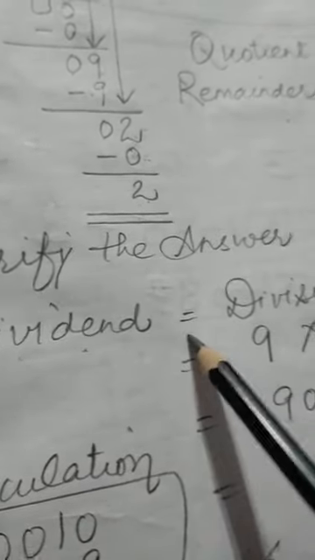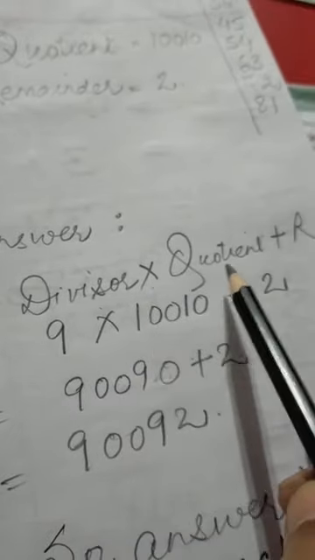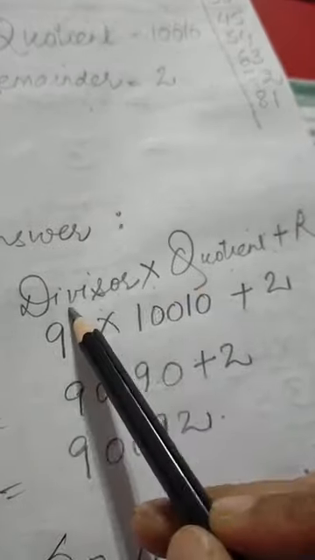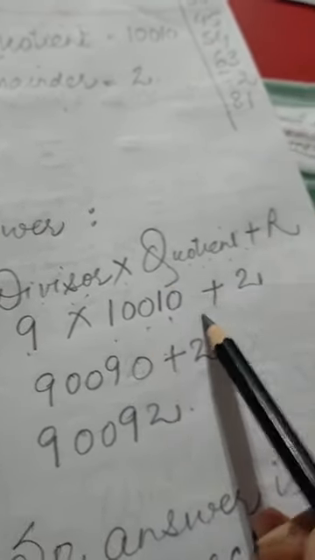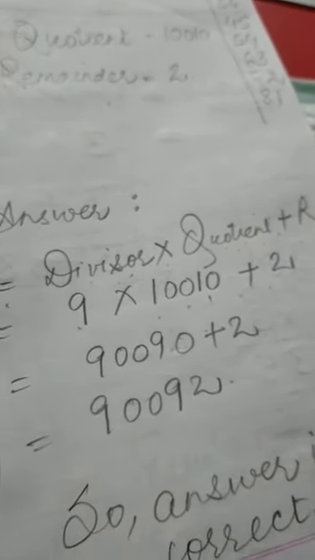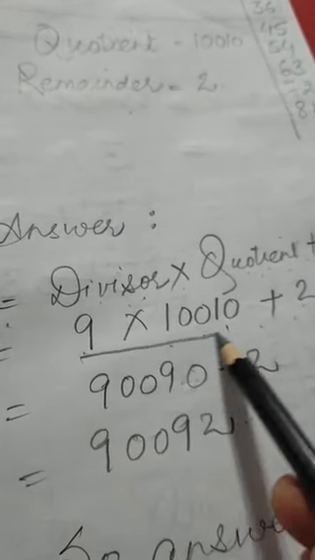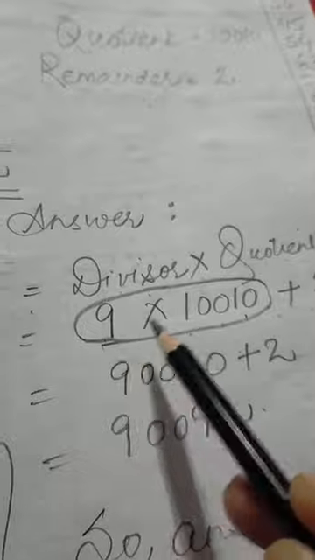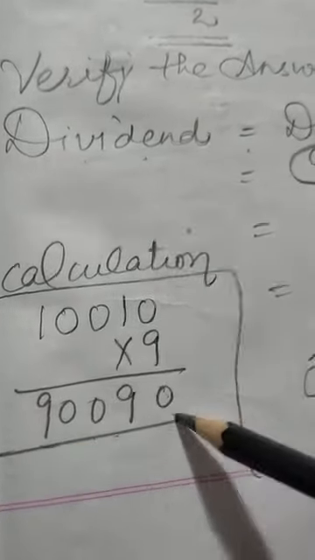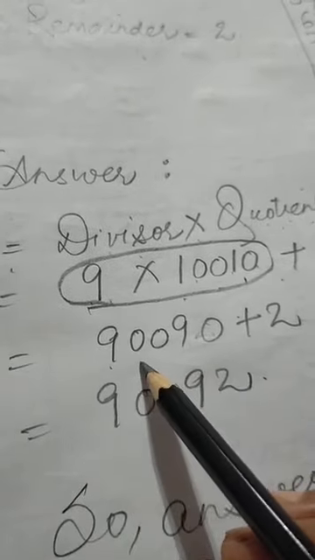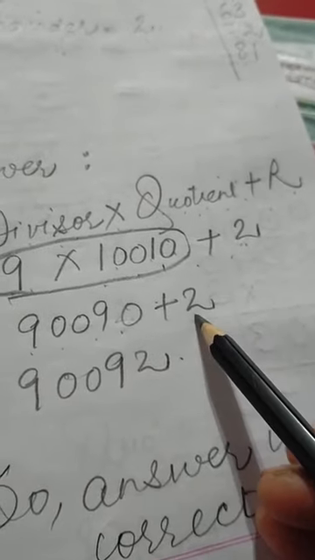Now you want to check your sum, so how can you do it? As I already told you, dividend is equal to divisor multiplied by quotient plus remainder. Now divisor is 9, quotient we got 10,010, plus remainder, that is 2. Now firstly we will do the multiplication here. 10,010 will be multiplied by 9. When we do the multiplication, we will get 90,090, and plus the remainder, which is 2.